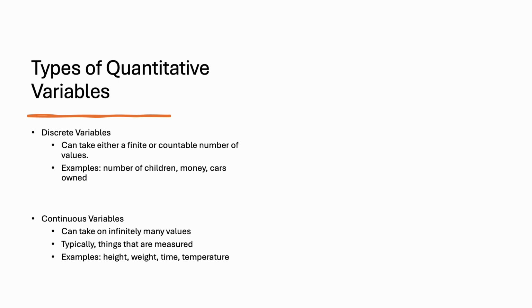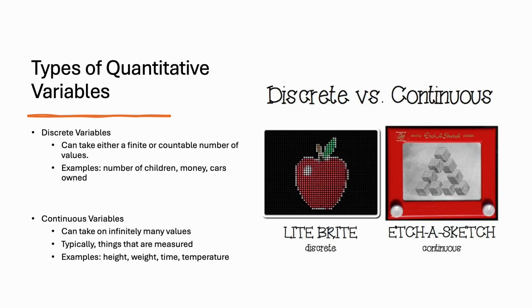So just keep that in mind as you're thinking about, is it discrete or is it continuous? If it's something that you're measuring, more likely than not, it's going to be continuous. And then I do just have a quick graphic to illustrate the difference. Hopefully you know what these are. The one picture on the left is a Lite-Brite. And so a Lite-Brite is a picture that is created using little pegs. And so you get a very pixelated type of picture because you're using pegs to create the picture. So it's individual little lights creating the picture.